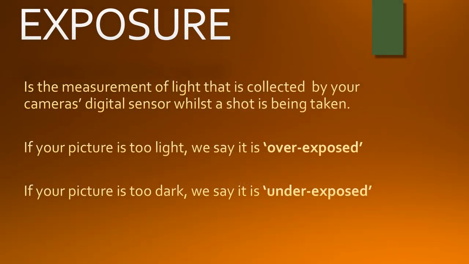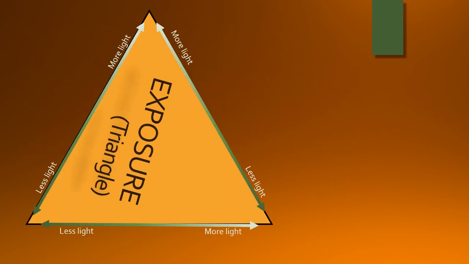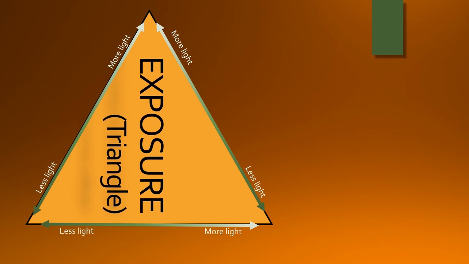Exposure is basically how your camera measures light. Now, there's three arms of exposure. We call this the exposure triangle. If you've been listening in this workshop, you've heard me say the word aperture a lot. Now, aperture is one way of controlling light, so that belongs in one edge of the triangle.